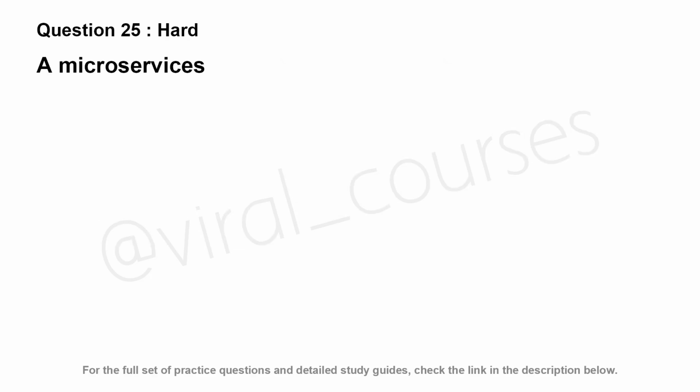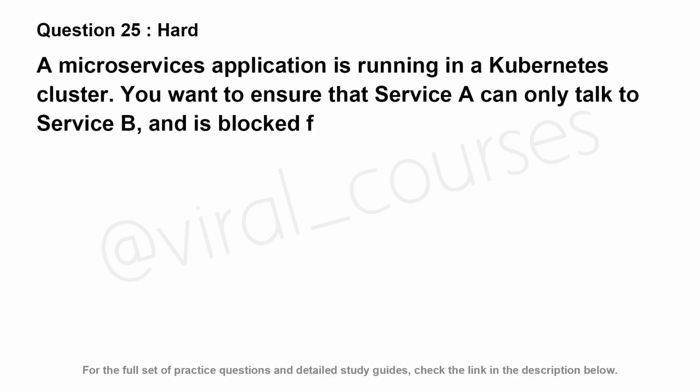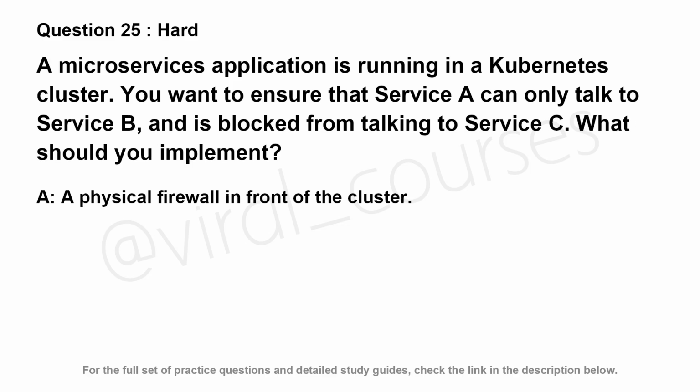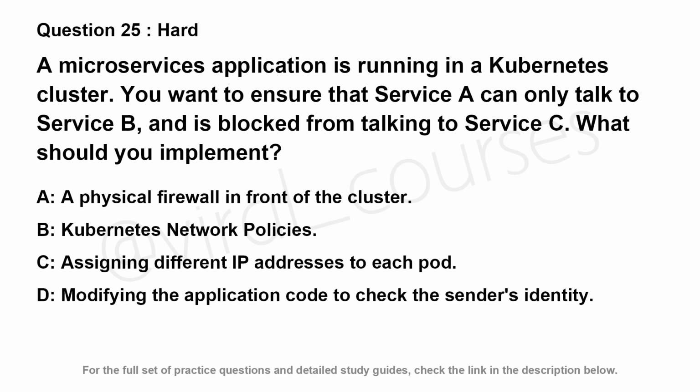A microservices application is running in a Kubernetes cluster. You want to ensure that service A can only talk to service B and is blocked from talking to service C. What should you implement? Option A. A physical firewall in front of the cluster. Option B. Kubernetes network policies. Option C. Assigning different IP addresses to each pod. Option D. Modifying the application code to check the sender's identity.